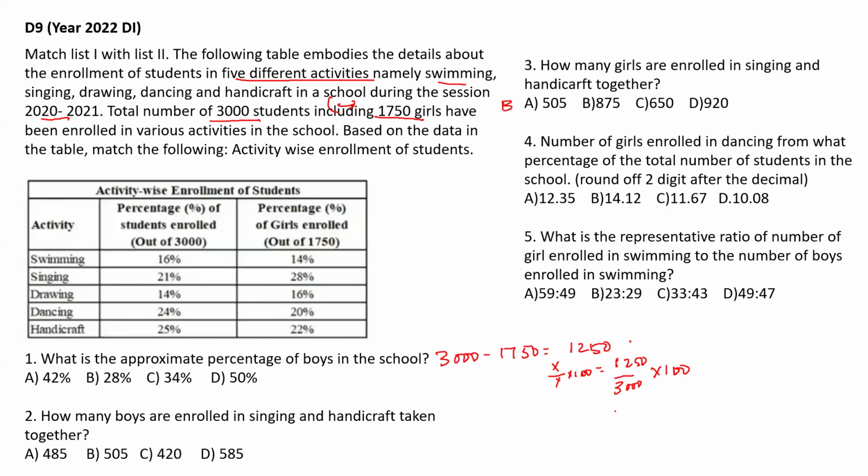So tell me, from this 3000, what is this 1250? If you find out the 50%, which is 1500, right? So the answer you want is 1250. So 50% is eliminated.